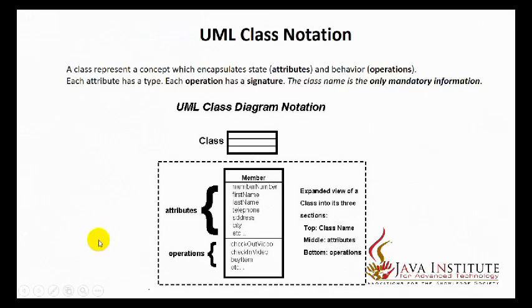Now when we talk about the UML class notations, a class represents a concept which encapsulates state, which means attributes, and the behaviors. Behavior means operations. Each attribute has a type. Each operation has a signature. The class name is the only mandatory information.